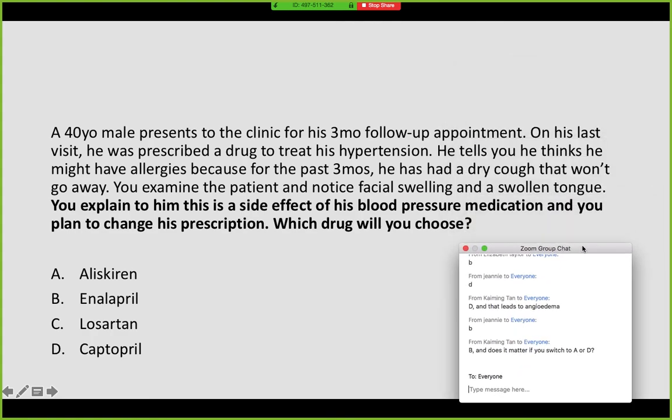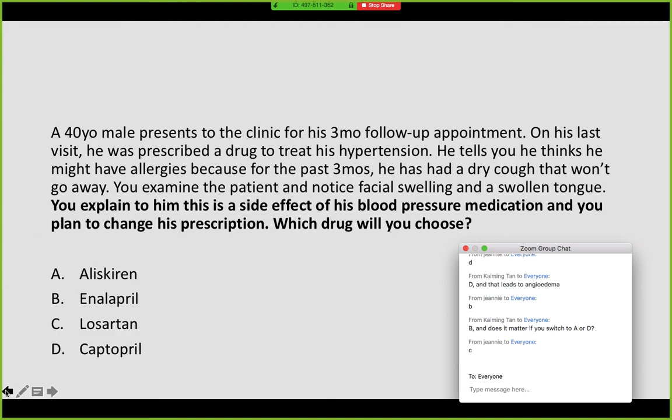So the next question, same stem, you explain to him this is a side effect of his blood pressure medication and you plan to change his prescription. Which drug will you choose? Right, so you're going to choose a sartan or an ARB.